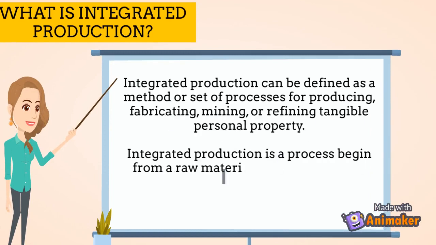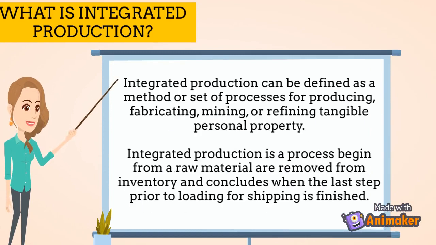What is integrated production? Integrated production can be defined as a method or set of processes for producing, fabricating, mining, or refining tangible personal property. Integrated production is a process that begins from a raw material or removed from inventory and concludes when the last step prior to loading for shipping is finished.